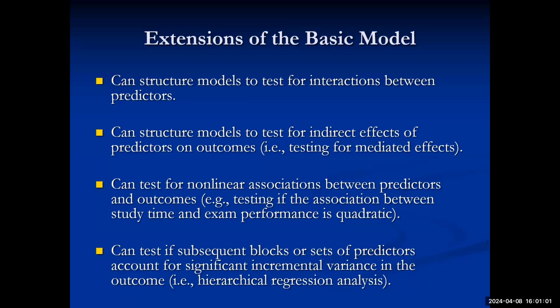For example, we might want to see if there's a quadratic association between study time and exam performance. The idea being that the association between study time and exam performance might be increasing and linear up to a certain point and then flatten out, in which case that association might look more quadratic, or at least have a non-trivial quadratic component. We could model that in this framework by adding a predictor that would capture the quadratic trend. I'll probably do a subsequent video that talks about how to structure and test those kinds of effects.